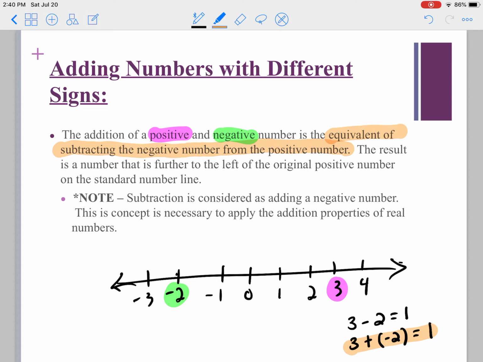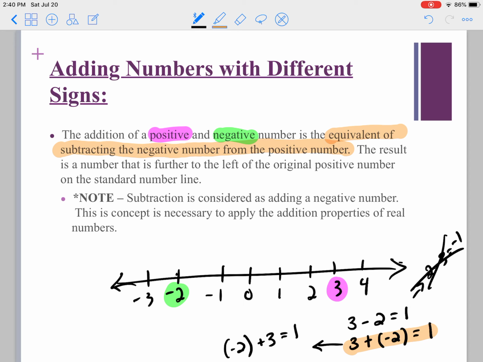It does not work with 3 minus 2. The commutative property does not work with 3 minus 2 because 3 minus 2 is 1. However, 2 minus 3 is equal to negative 1. Okay? That does not work with the commutative property. However, the commutative property would allow us to say negative 2 plus 3, where adding a negative, is still equal to 1.